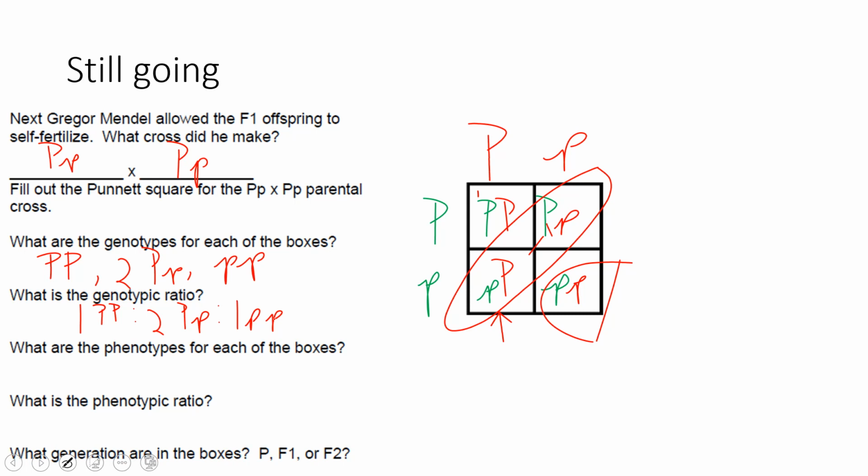And so you have to make sure you're telling me what the numbers actually mean. What are the phenotypes for each of the boxes? Now here's where I'm going to switch colors again, since we're not talking about genotype anymore, we're talking about phenotype. Remember that if there's even one big P, that plant is going to end up with purple flowers. So all three of these end up with purple flowers. So we've got 3 with purple.